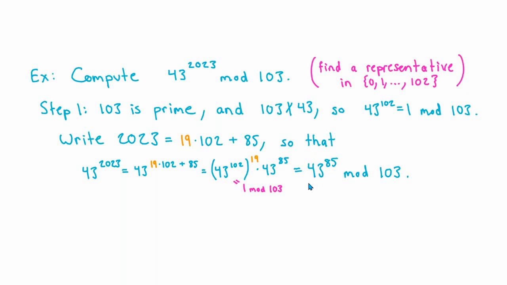Now we've reduced the exponent by quite a lot, but 43 to the 85th power is still a huge number. When I try to put it into my calculator, it just says overflow error, and so we still have a little bit more work to do.